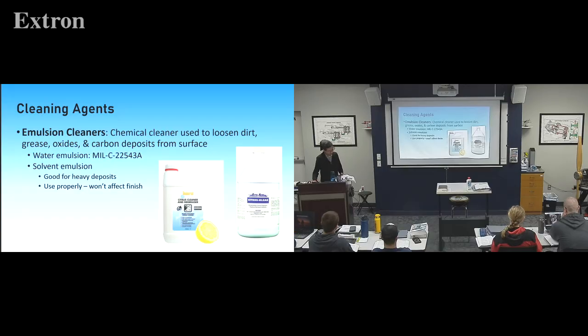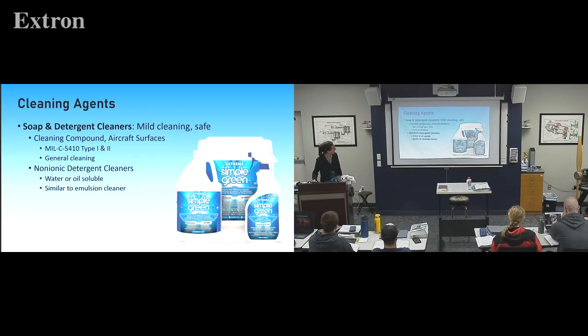I won't go through the rest of that. You don't really need to know all that. Then there are soaps and detergent cleaners, just very mild stuff, very safe stuff. So if you don't need really hard grit and grind to get off, soap is really good to use.